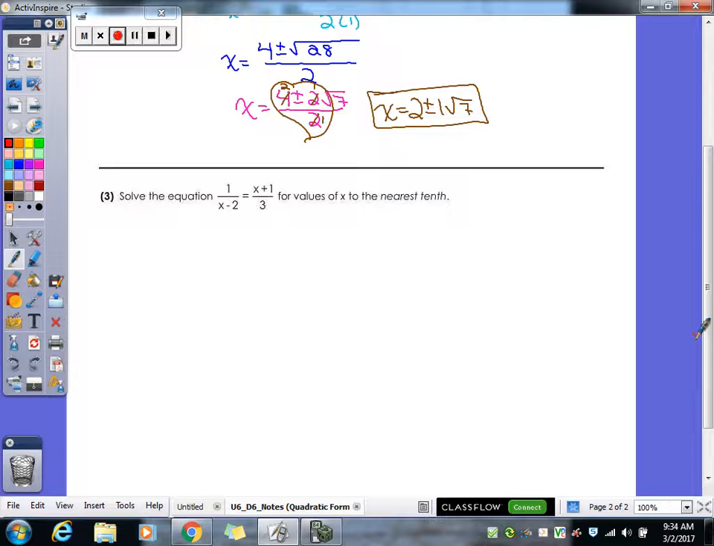So number 3, we're solving the equation for values of x to the nearest tenth. So this time they're telling us we're going to round. We're going to have decimal answers here. So first thing we need to do is cross multiply. X squared equals x plus 1 times x minus 2 is going to equal 3 times 1, which is just a 3.